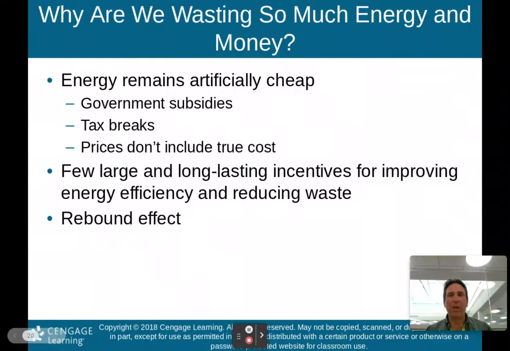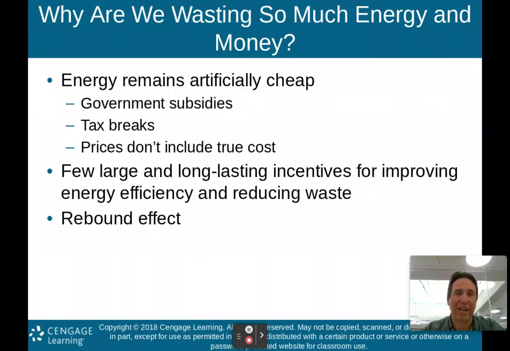So why are we wasting so much energy and money? Well, the main reason is because energy remains artificially cheap. Like we talked about with gasoline, right? You put in the full cost pricing, it's $12 a gallon. We're not anywhere near that, right? So energy remains cheap. Why? Government subsidies, tax breaks, and again, prices don't include the true cost to the environment.